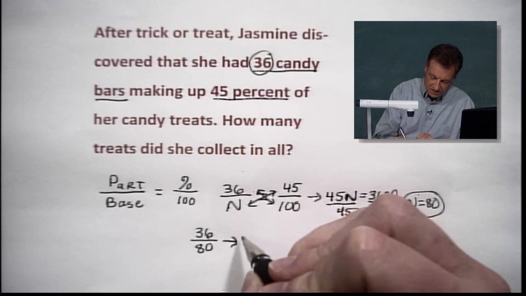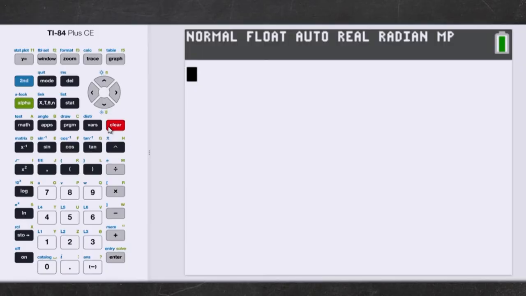We'll clear out here. Let's see on the calculator. Let's pick up 36, and we're going to divide by 80, and I hope we're going to get 45, because that's the game plan here. That would be 45%.